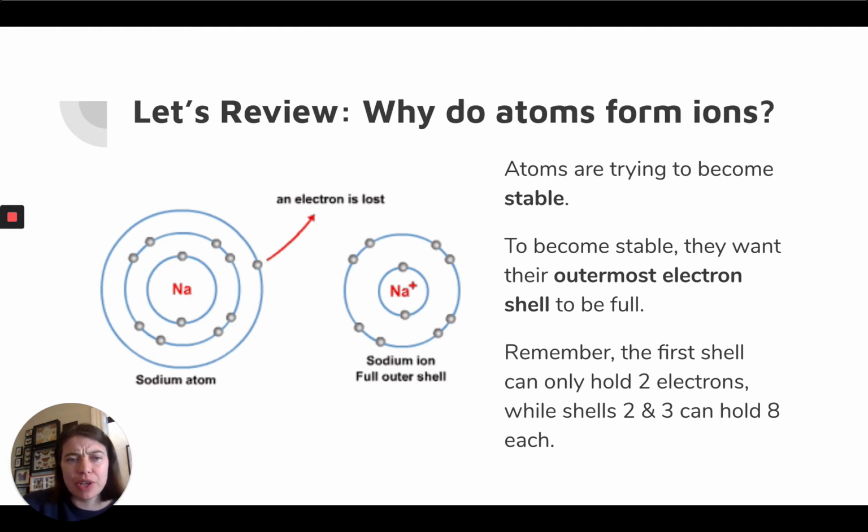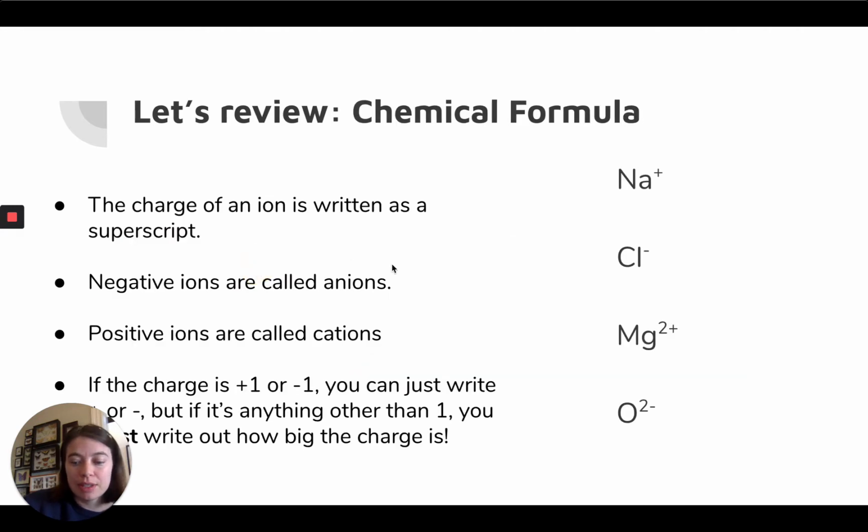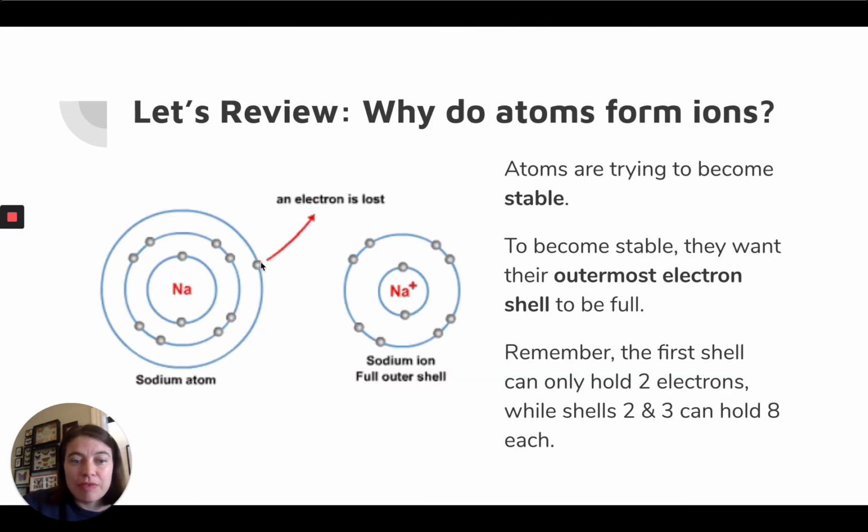So first off, a little bit of review. Atoms form ions because forming ions is a way of making yourself more stable. So to become stable, what they're trying to do is empty out or fill that outermost electron shell. They want to end up with 8 valence electrons in most cases. So here, for example, sodium has 1 valence electron, but if it loses that electron, then we'll only have 2 shells, and that outermost shell will be full. That makes the sodium ion much more stable than a sodium atom.